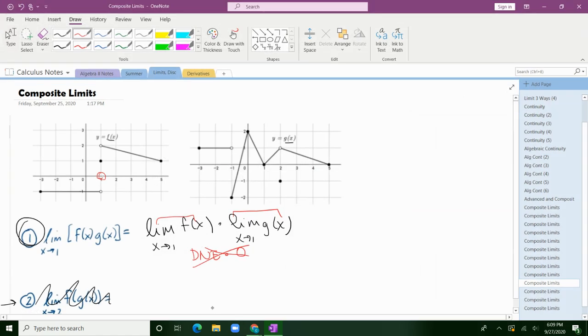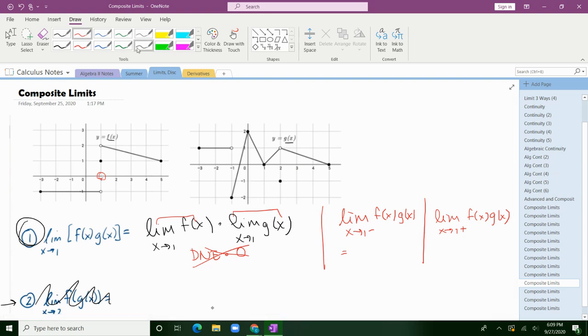So what we're going to do instead is go back to one-sided limits again, and let's see what happens now. So we're going to do the limit as x approaches 1 from the left of f times g, and the limit as x approaches 1 from the right of f of x times g of x. Okay, so now let's try it. We're still going to do the type of property where we do the limit of f and then the limit of g, but we're only going to do it from one side.